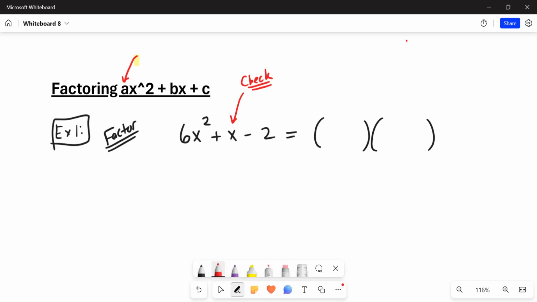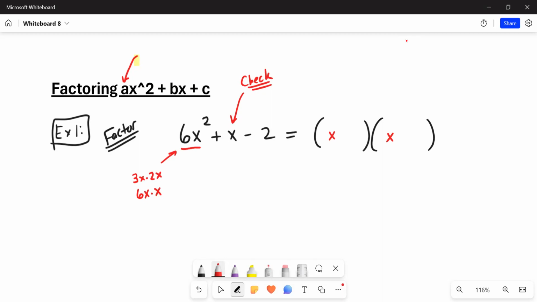Okay, so let's take a look at the possibilities. How could I possibly get 6x squared? Now, the issue here is there's more than one way to do that. I know that x times x will give me x squared, but how am I going to get that 6? So the possibilities are, well, I could do 3x times 2x. That would give me 6x squared. But don't forget, another possibility is 6x times 1x, or 6x times x would give me 6x squared.